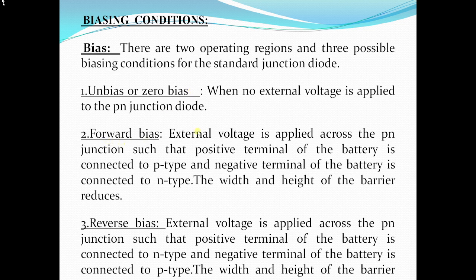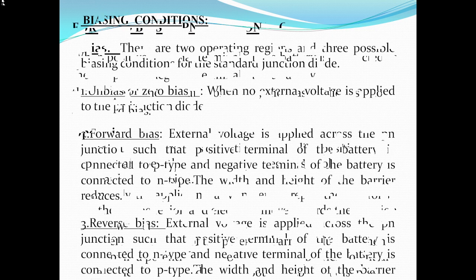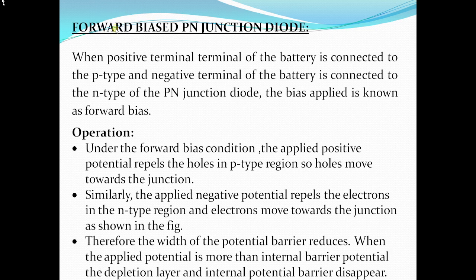Next, when we give external voltage across the PN junction, there are two biasing conditions. One is forward bias and the other is reverse bias. Okay, we'll discuss this briefly. Forward biased PN junction diode.